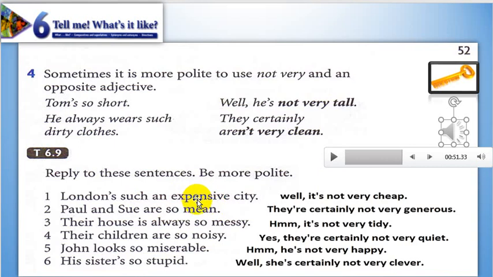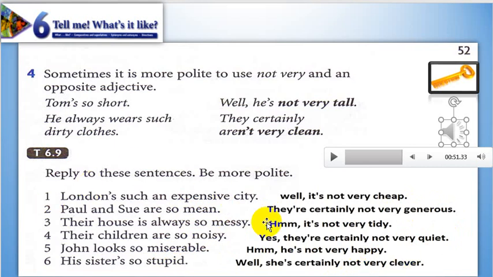Expensive. The opposite is the more polite one. Not very cheap. Expensive, yeah, عكسها cheap. But a more polite way of saying it, not very cheap. Mean, not very generous. Messy, not very tidy. Okay? Noisy, not very quiet. Miserable, not very happy. Stupid, not very clever. Okay?